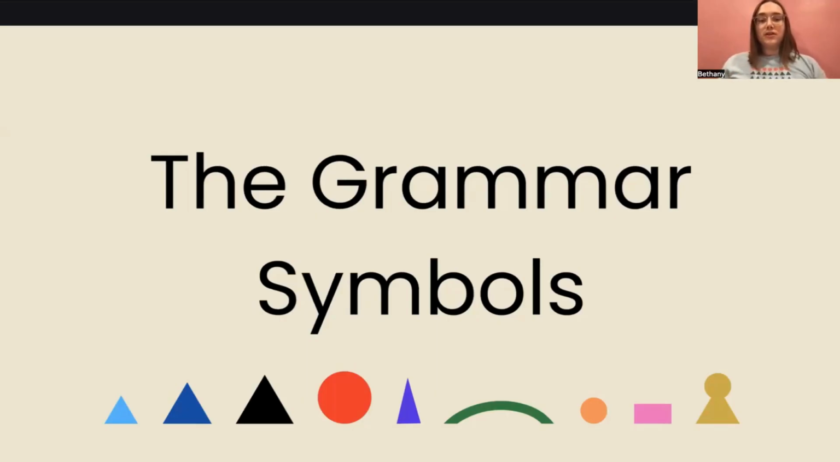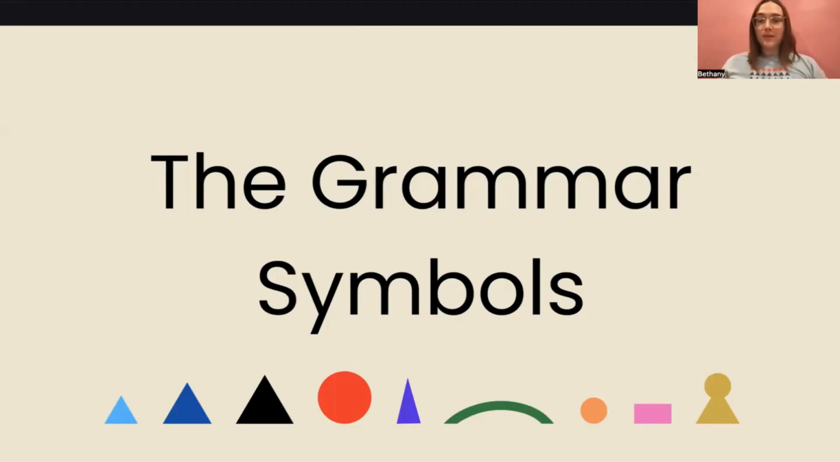The large red circle is the verb, the action words. The purple triangle is the pronoun, which represents the replacement of a noun. The green bridge represents prepositions, connectors of nouns. The small orange circle represents the adverb, and that describes the verb. The pink rectangle represents the conjunction, which connects noun phrases or clauses. And the last one is the gold keyhole.